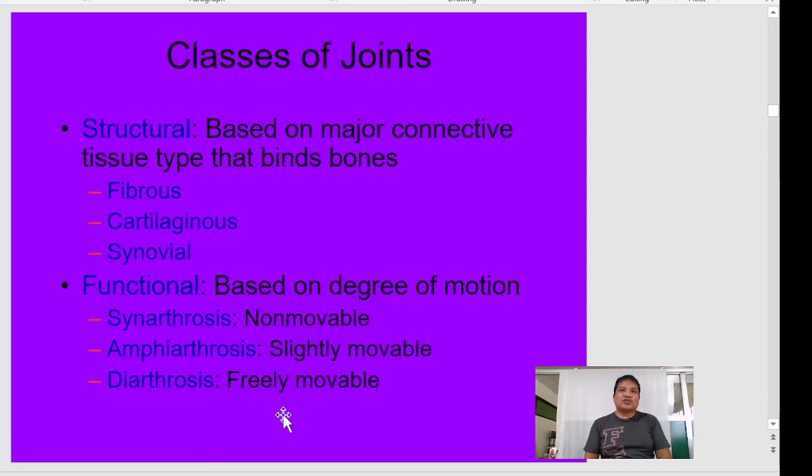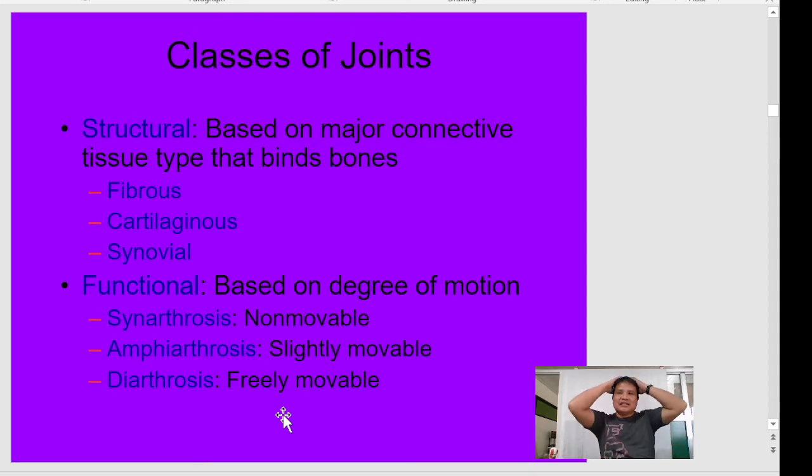We have the structural classification, which is based on the major connective tissue that binds the bones. So let's take for example the fibrous joint. The fibrous joint is found in the head. It is an immovable type of joint. So this joint is fixed and we cannot move it easily.